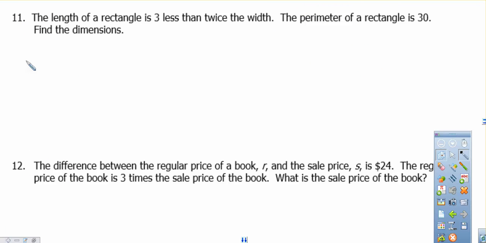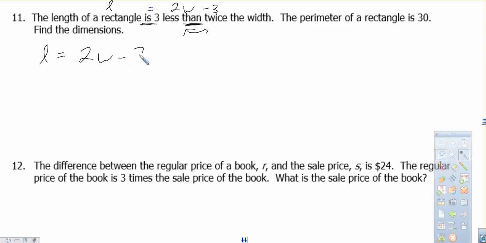Number 11, the length of a rectangle is 3 less than twice the width. The perimeter of the rectangle is 30. Find the dimensions. All right, so we get to write a system here. So first, let's see if we can relate these two here. So the length of a rectangle always translates to equals. So the length is, I'm going to go ahead and use L for the length, is 3 less than, which is a backwards word, twice the width. So let's say twice the width minus 3. I'll go ahead and write this down here. L equals 2W minus 3.